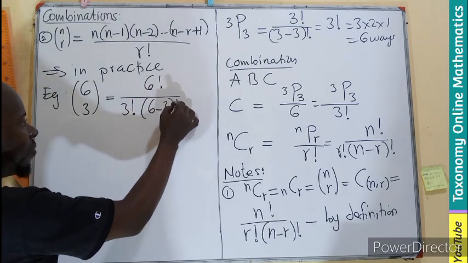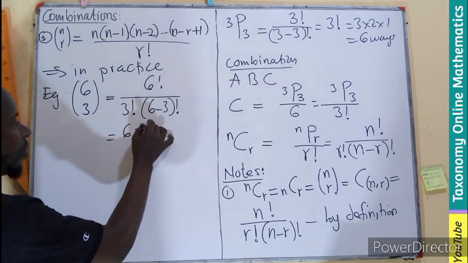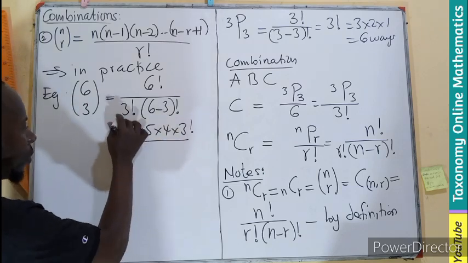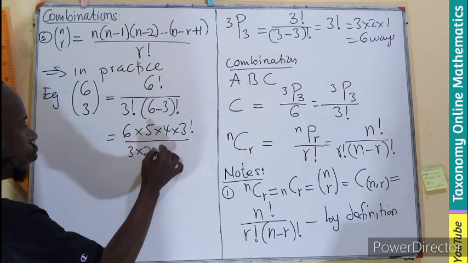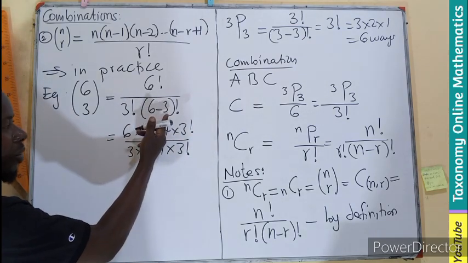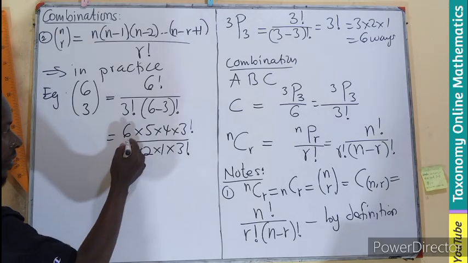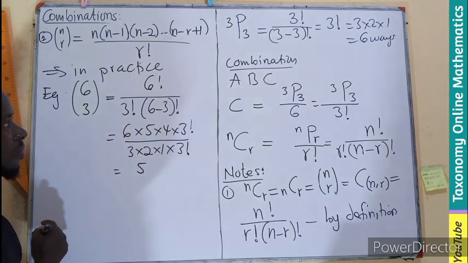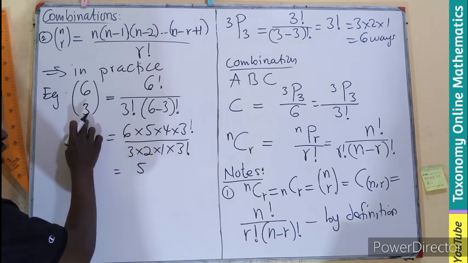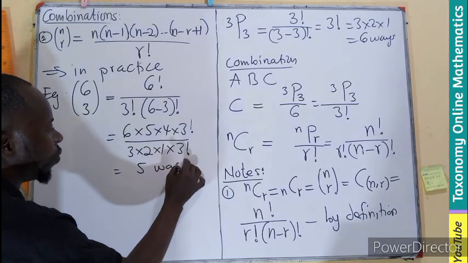6 minus 3 factorial, which in larger sense becomes 6 times 5, 4, 3 factorial on 3, 2, 1, 3 factorial. 6 minus 3 will give me what? 3 factorial. So these factorials will cancel. This is 6. So I'll still be having only what? 5. Meaning there are 5 ways by which I can select 3 objects from 6 objects. So let's just say ways.